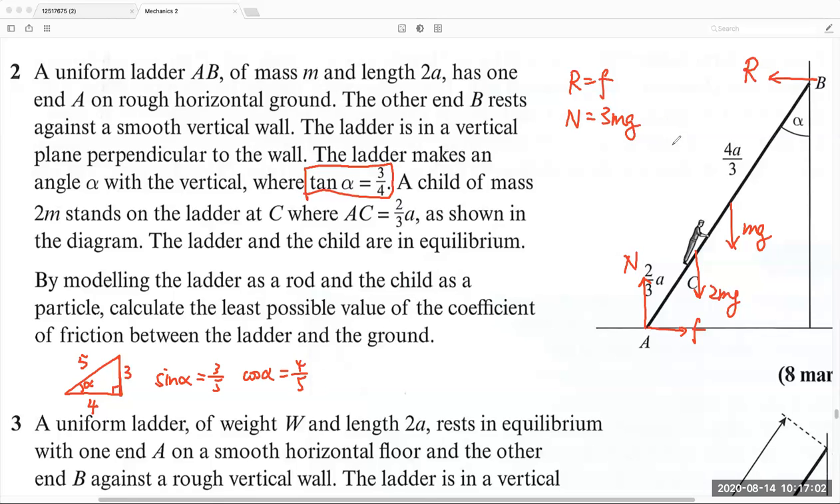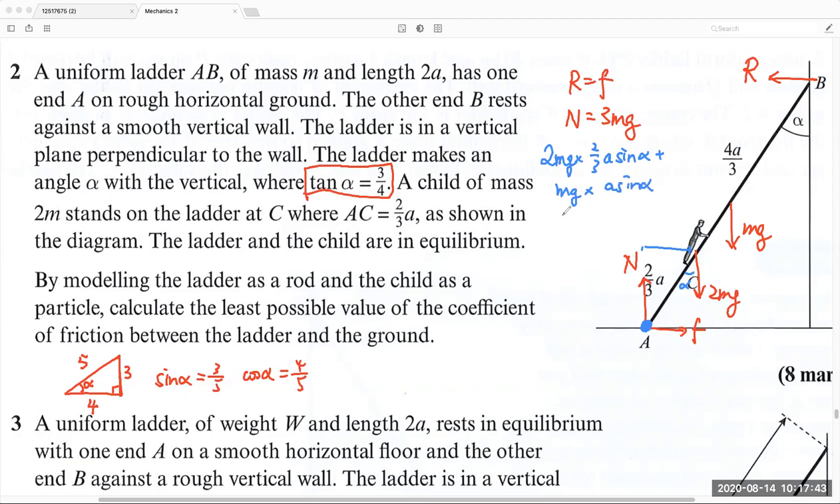For the equation of moments, then you need to use the alpha. Normally we will take the moment at point A because there are two forces passing through the point A. And then the 2mg and mg are clockwise moments. So that means 2mg times this distance. This is alpha, okay? Which should be 2 over 3 a times sine alpha plus mg times a sine alpha.